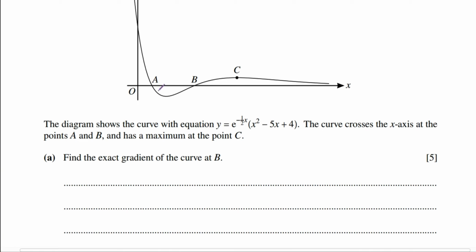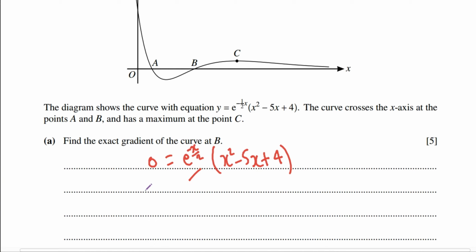So the curve intersects the x-axis at 2 points, at A and B. That means at that point y is equal to 0. So 0 is equal to e to the negative x over 2 times x squared minus 5x plus 4, right? Well, this has no solutions. If this is equal to 0, there's no solution, so we don't need to worry about that. And you'll see why in the logarithms video. So now you're left with x squared minus 5x plus 4 is equal to 0. You can factorize this. You can have x minus 4 times x minus 1 is equal to 0.